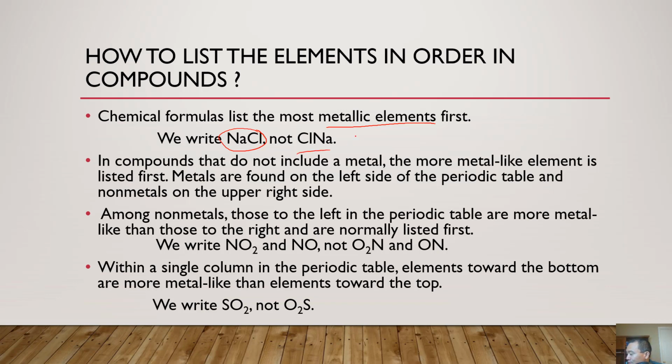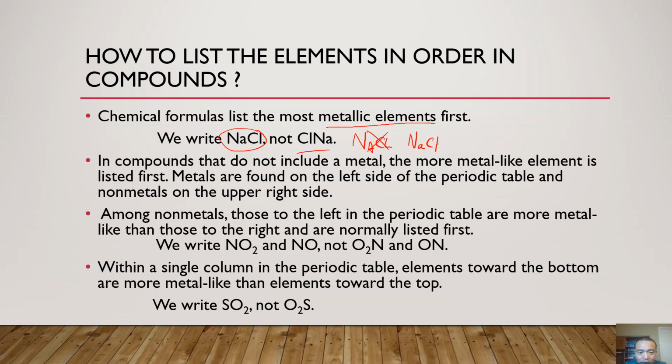Another mistake is some students like to write 2 uppercase letters. That's also wrong. For any element, you must have 1 and only 1 capital letter, which is the first one. So the second one, if it belongs to the same element, it must be the lowercase. So it must be NaCl. If a compound does not include a metal, then the more metal-like element is listed first.